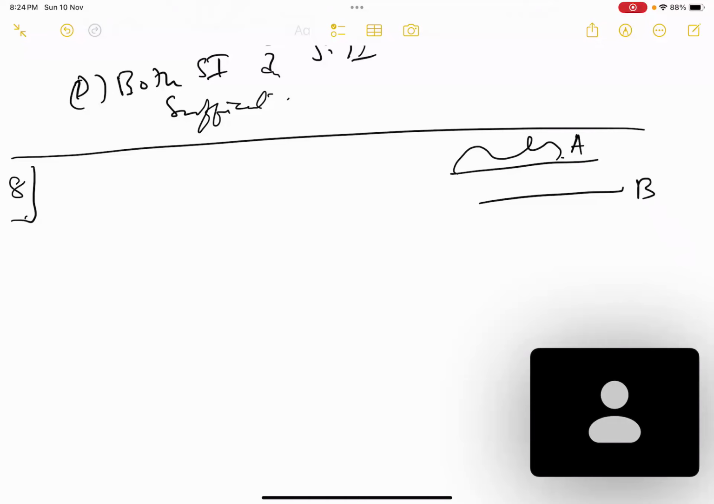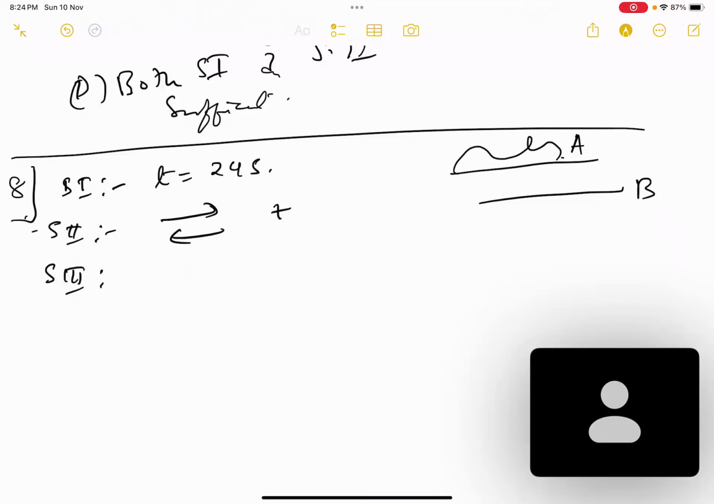So they have given three statements. Statement 1 says that the train takes 24 seconds to cross. Statement 2 says the trains are running in opposite direction, which means the effective speed should be the sum of the speeds, right? If they're running in opposite directions. And statement 3 says the length of B is 120 meters.